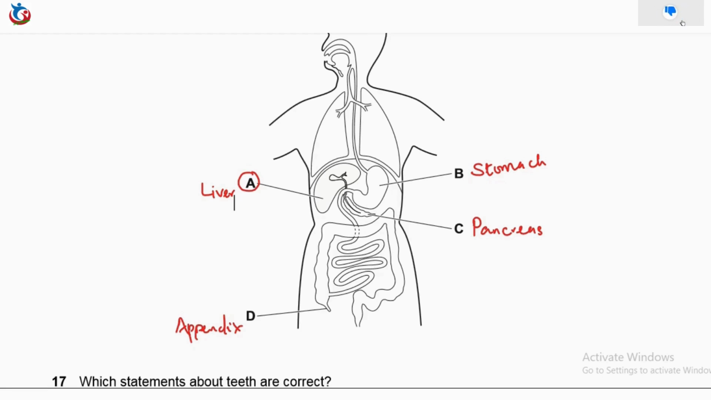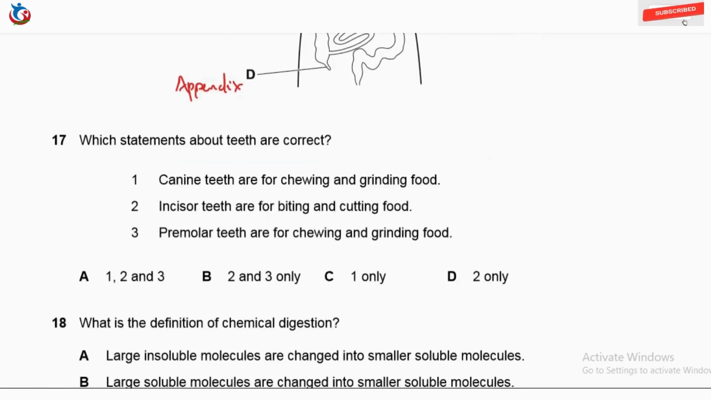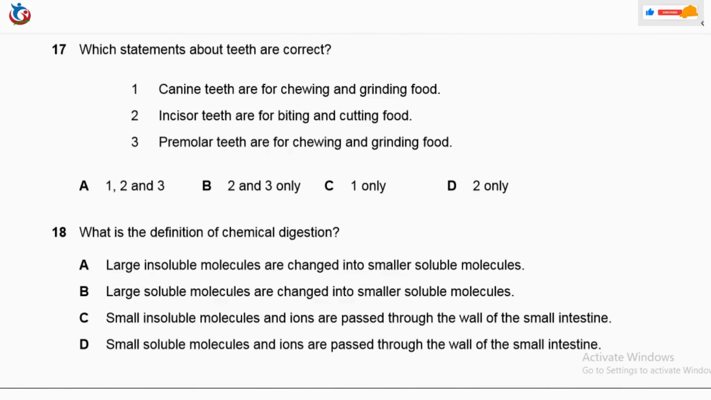So with this, we now proceed to question 17. Question 17 says, which statements about teeth are correct? 1. Canine teeth are for chewing and grinding food. That is not correct about canine. Canine is used for grasping and tearing of food. Number 2, incisor teeth are for biting and cutting. That is correct. And premolar teeth are for chewing and grinding. That is correct. So our answer here is not 1, 2, and 3.